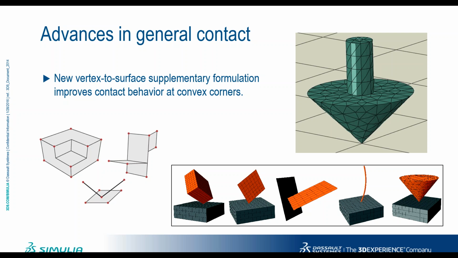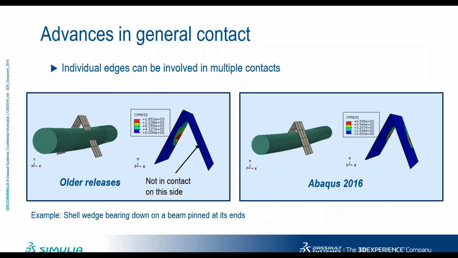Another very important addition is a vertex to surface formulation, which would allow you to have pointy objects in contact with other ones. This is very useful to improve behavior when there's something pointed, and this is again a new feature.